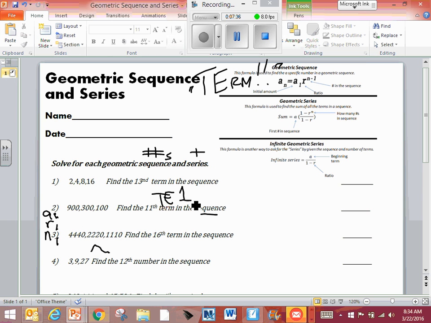Here we go. I need an A. Can someone tell me what A is in problem number 2? 900. Yeah, A is always the same thing. It's the first letter in the alphabet, the first number in the sequence. Hey, how do I know it's a sequence, not a series? There are no plus signs. It's only a listing of numbers separated by commas. But there's no plus signs in any of the problems. Okay, that's good. Then you know that makes it a sequence.